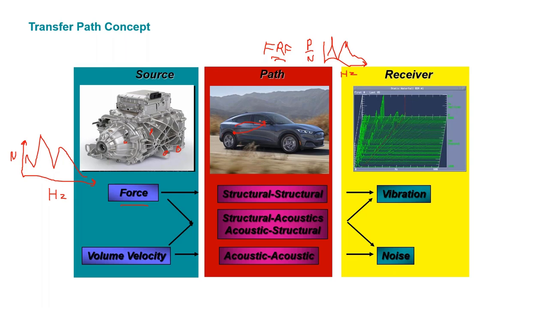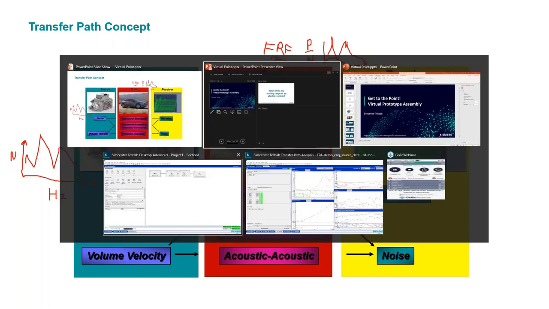And being test people like we are, we're used to going out and testing and getting those FRFs. But it's also possible to get them from simulation, right, Charles? Yeah, those are useful too. So for transfer path, we'll do either one.